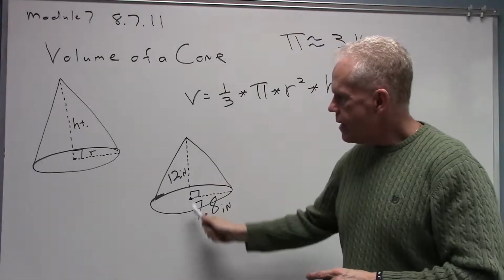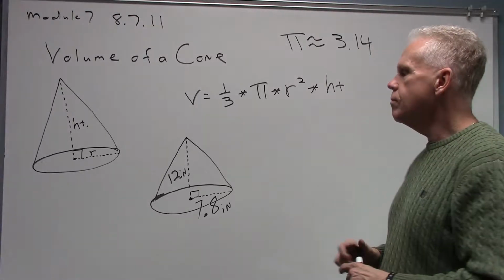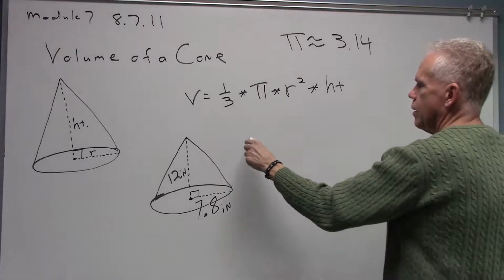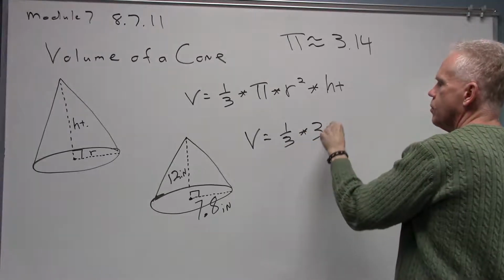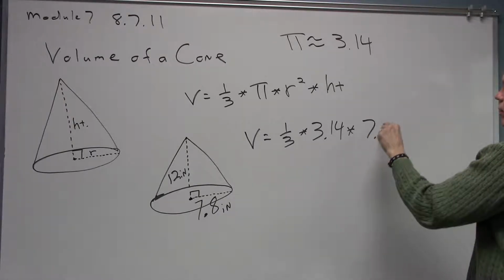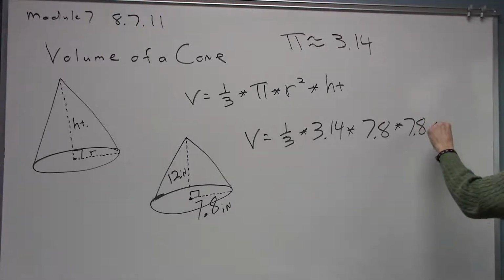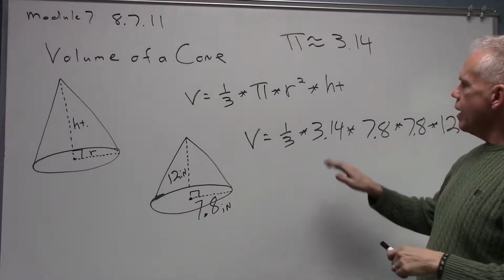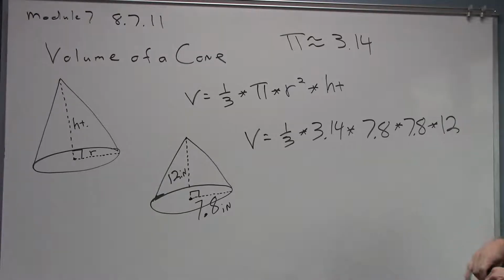So we have a cone listed here, my feeble attempt at drawing a cone. Let's see if we can find the volume of this cone. Volume equals 1/3 times 3.14 times the radius, 7.8 times 7.8, times the height. So 1/3 times 3.14 times 7.8 times 7.8 times 12, because 12 is my height.